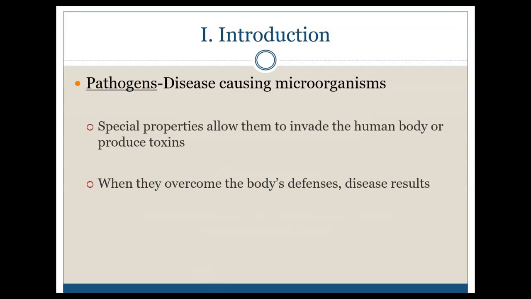The way they do this is they must have some kind of property that allows them to get into the human body or to produce toxins that, if someone would get into the body or touch, in some cases, would cause the pathogen to overcome the body. And so when they actually overcome the body's defenses, that's when we really call it disease. Someone could have an infection without a disease, but once it really causes damage somewhere in the body, then we would term it disease.